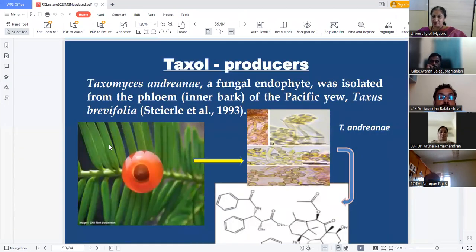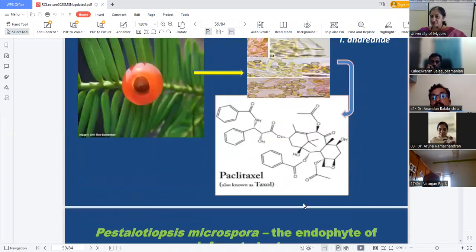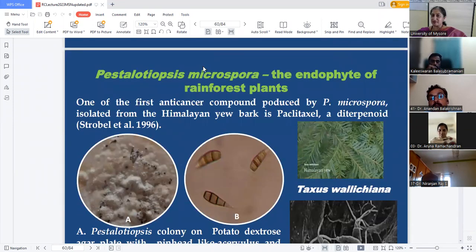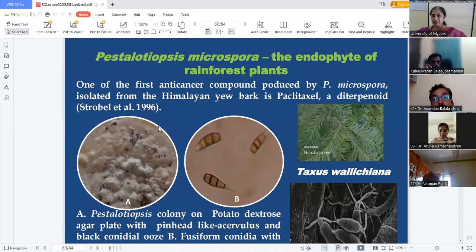So this is how the taxol plant, the fruiting body, looks like. This is the fungus Taxomyces andreanae, and this is the structure of paclitaxel. So now we have another producer, that is Pestalotiopsis microspora. This picture is taken from my publication in a Springer book, and it is the first anti-cancer compound.